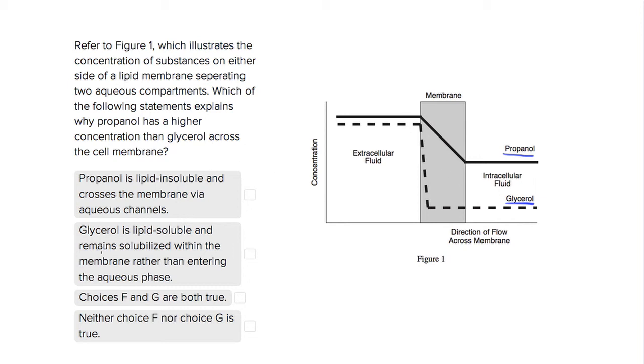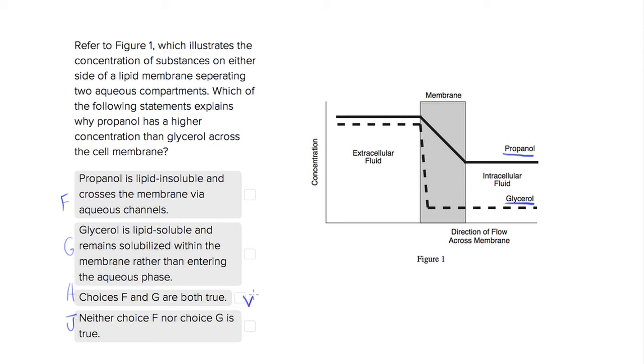What about 2? Glycerol is lipid soluble and remains solubilized within the membrane rather than entering the aqueous phase. That also makes sense because you see the dotted lines, it's soluble. So that's going to really account for that difference in concentration. So these are both accurate. And we see that in choice 3, so this is on the ACT F, G, H, J, that choices F and G are both true. So this is going to be good.